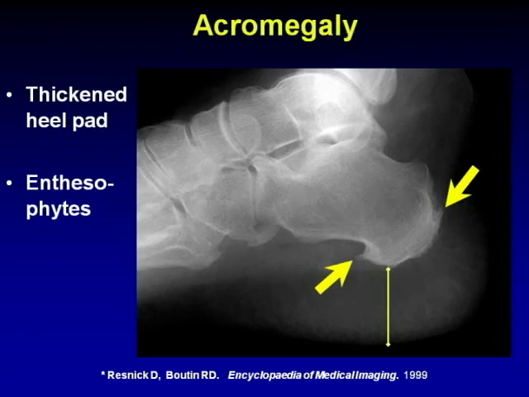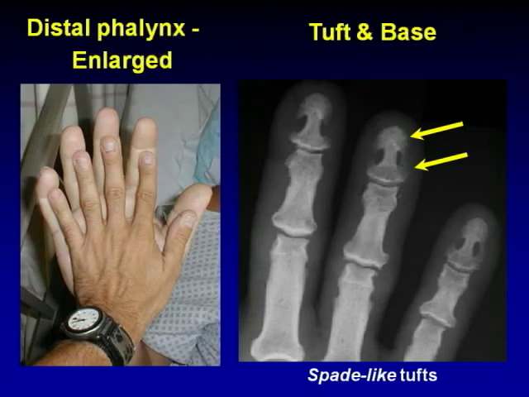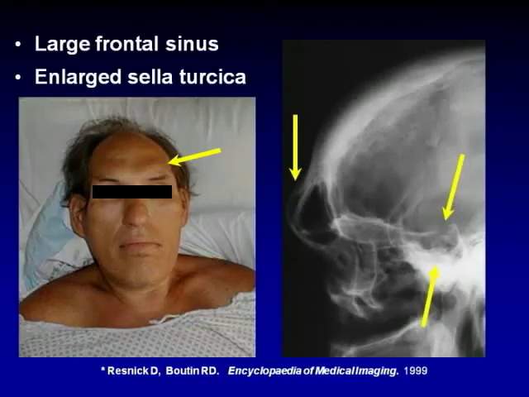So, for example, with acromegaly, we'll see a thickened heel fat pad, as well as overgrowth of the bone in the form of heel spurs or enthesophytes, characteristic of acromegaly. Overgrowth of distal structures also occurs in the hands, namely the distal phalanx. There's enlargement of the tuft and the base, causing these spade-like tufts in patients with this condition. Of course, enlarged frontal sinus and enlarged sella also are potential findings.